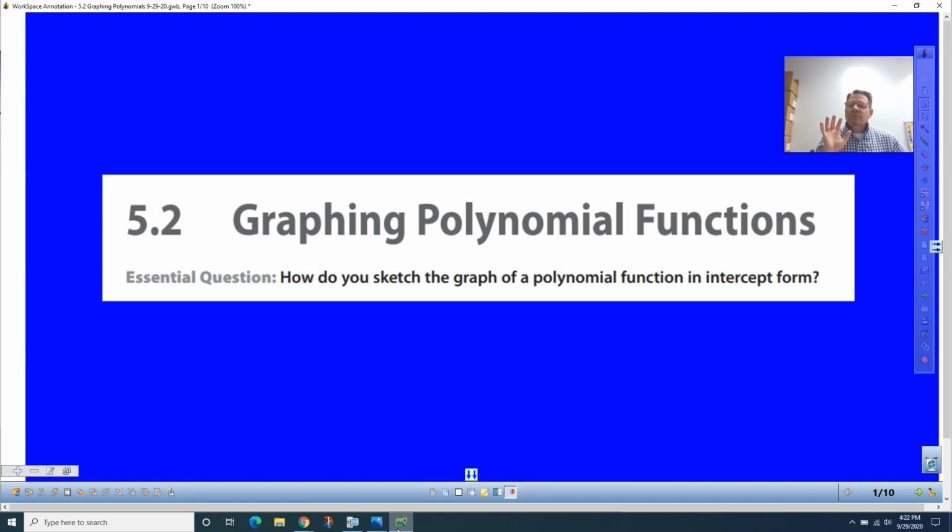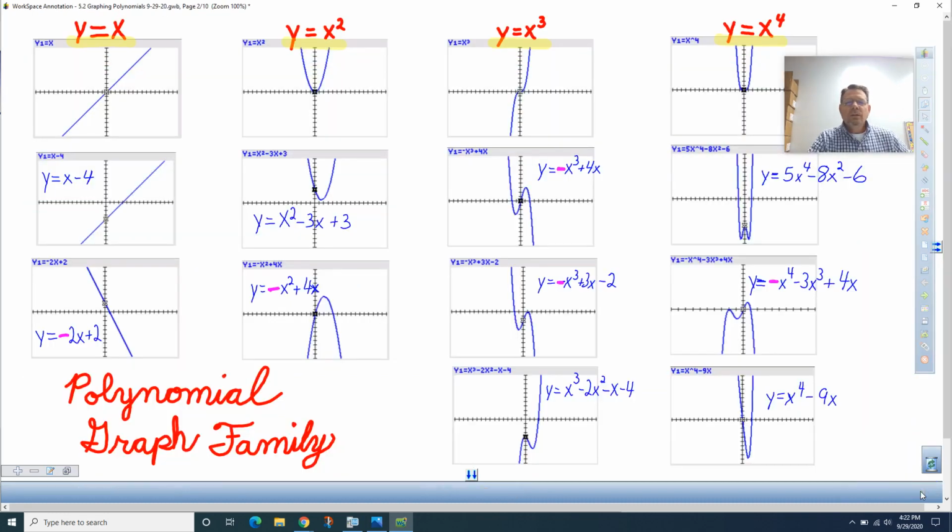First we're going to spend a good bit of time just really talking about polynomials. What are they and what are their attributes? And then we're going to turn around and use them to graph. So what is a polynomial? Let's look at this next slide here. Here are several examples of polynomials.